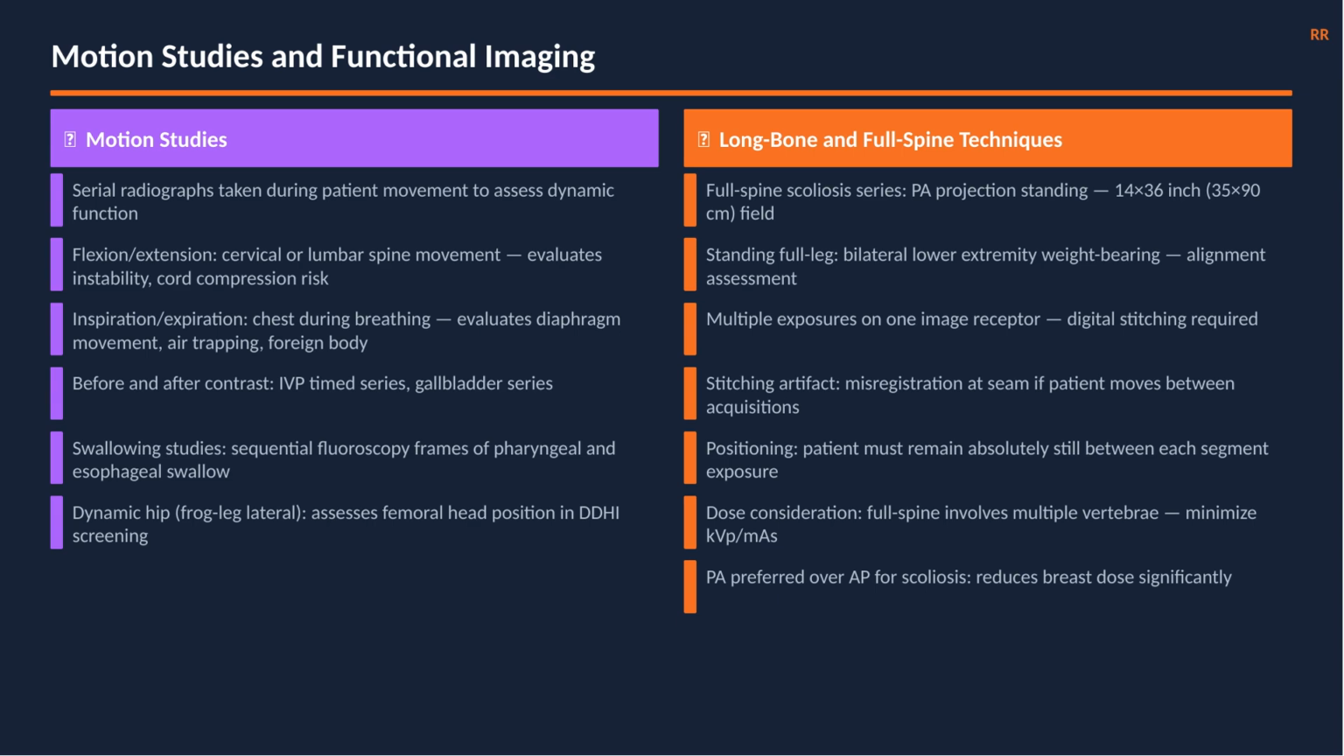Standing full leg alignment. Bilateral lower extremity weight bearing. Both require digital stitching of multiple detector positions. The stitching artifact, misregistration at the seam, occurs when the patient moves between segments.